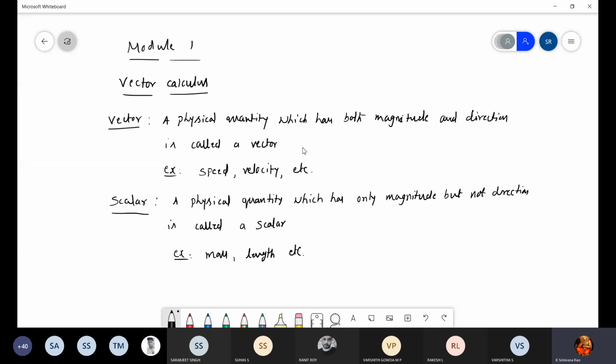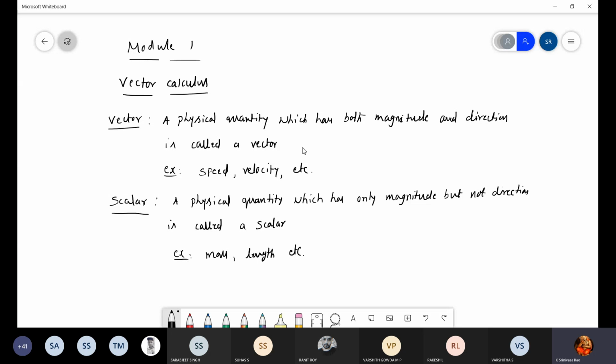Mass means it has only magnitude, no direction, because you take 1 kg of stone or whatever, and if you move upward or downward, the mass does not change. Similarly, the length also: whichever direction you move, we say it has some distance, maybe 5 kilometer or 10 kilometer. We will not say it is minus 5 kilometer or minus 10 kilometer. So that is scalar. It contains only magnitude, so there is no direction at all. Direction does not alter here.